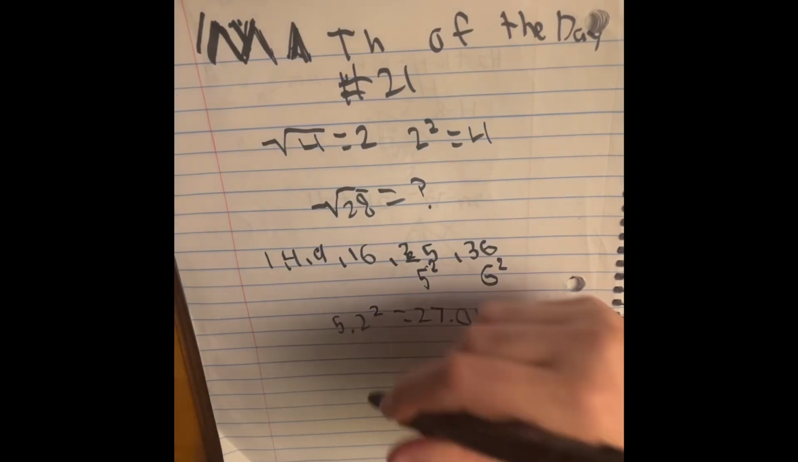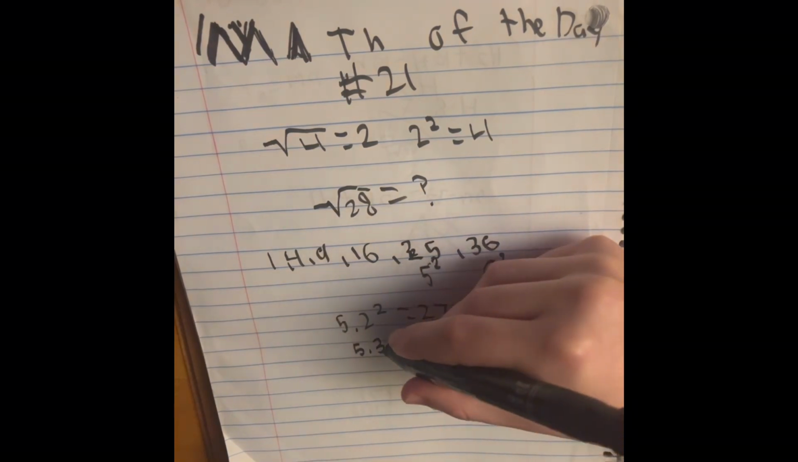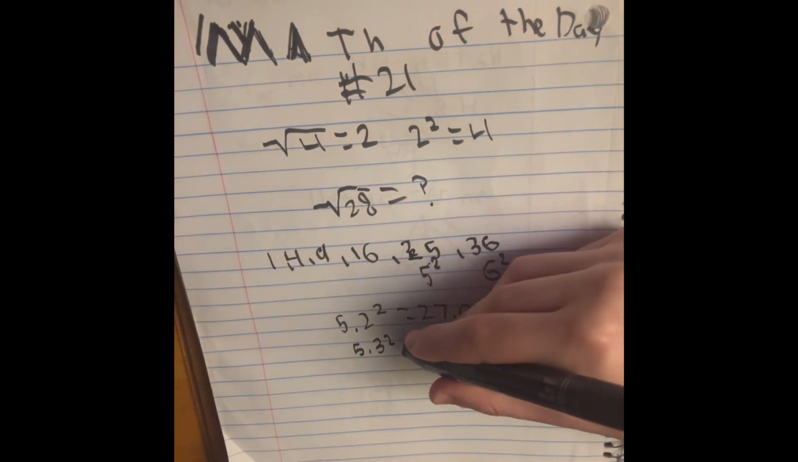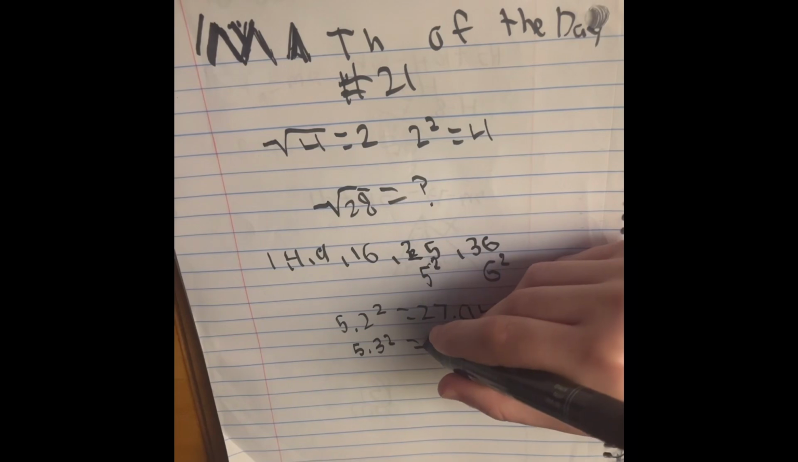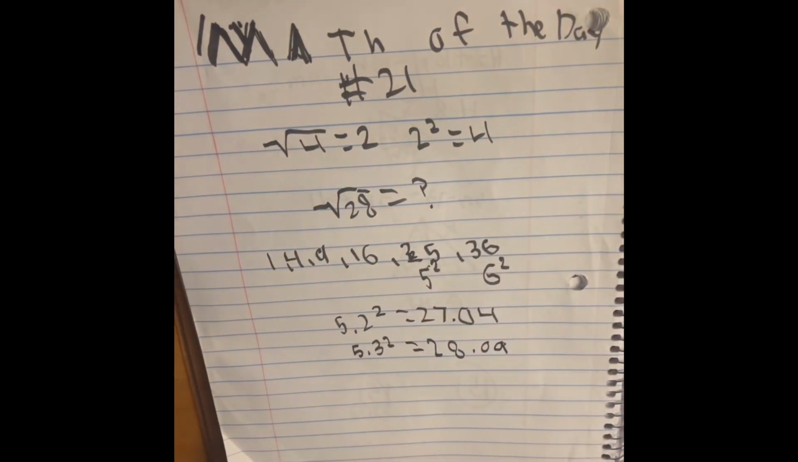So let's try 5.3 squared, which equals 28.09. So now we're a little bit greater than 28. And with the same logic as before, 25 and 36, we can now know that the square root of 28 is between 5.2 and 5.3.